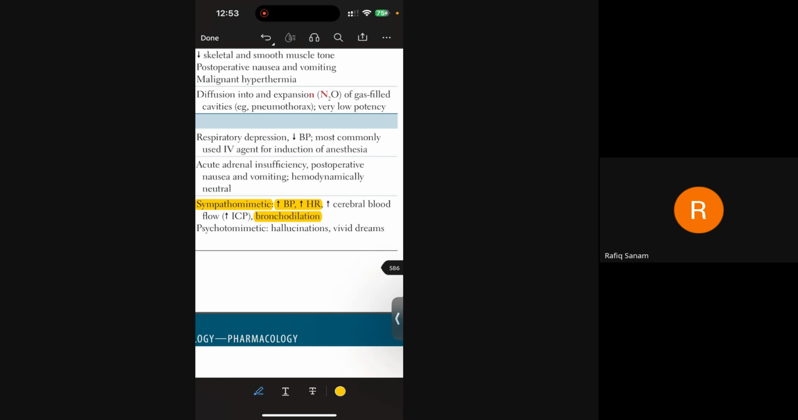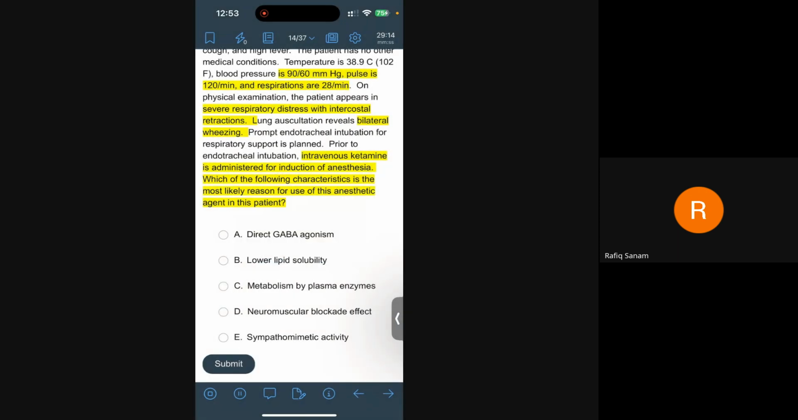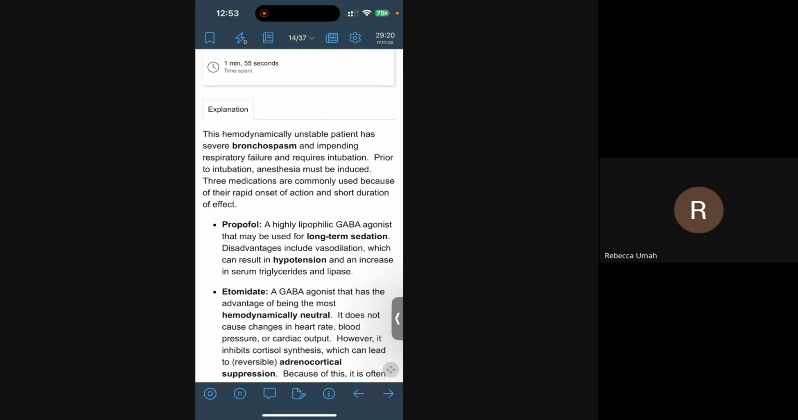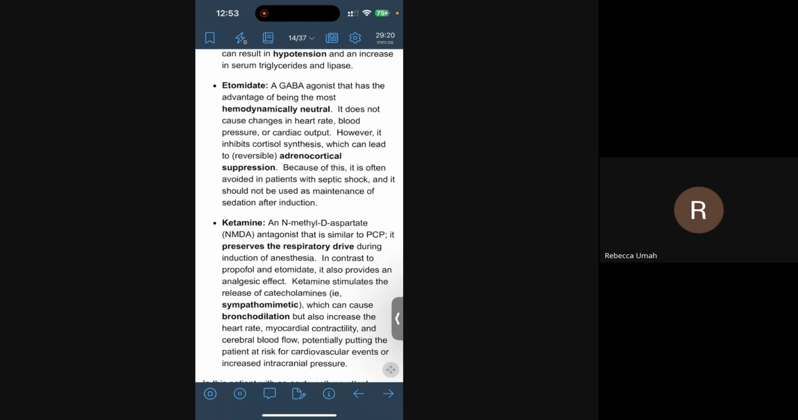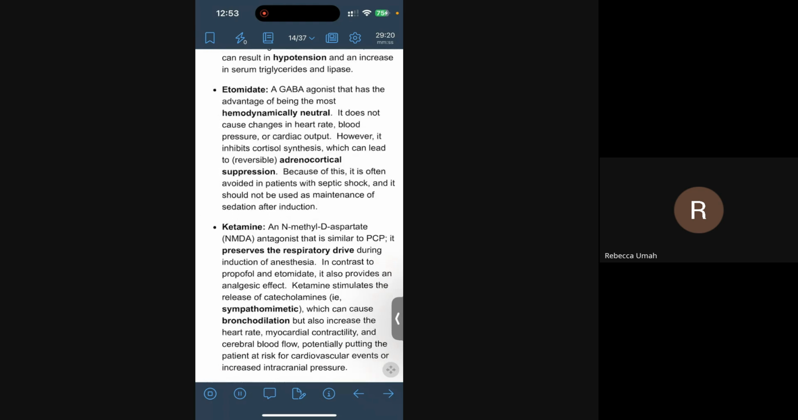Okay, so what will be the answer here? Sympathomimetic activity, E. It preserves the sympathetic bronchodilation, which is also.